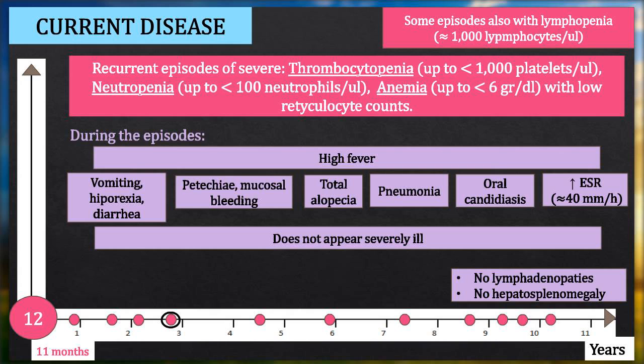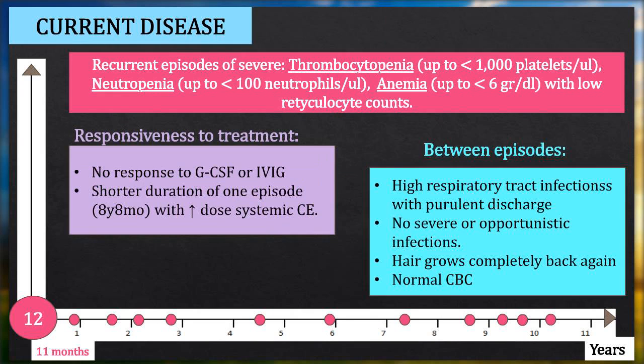Well, okay, thank you. So it's important to notice that there were no lymphadenopathies and no hepatosplenomegaly. This patient really didn't seem to respond to anything that we gave her, like GCSF or IVIG. The father noticed a shorter duration of one episode at the age of 8 years with a high dose of systemic corticosteroids. It's also worth noting that between these 12 episodes, this patient just had mild upper respiratory tract infections with purulent discharge. No hospitalization was needed. She never had severe or opportunistic infections. It's very important to notice that her hair grows completely back again. And between these episodes, we found a normal CBC.